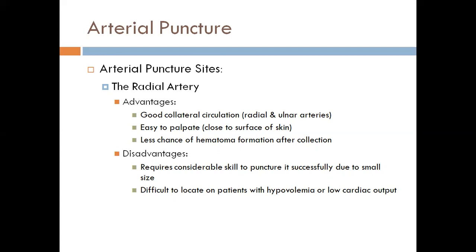Siyempre, lahat ng may advantage, meron ding disadvantage. So what's the disadvantage of choosing the radial artery over other sites for arterial puncture? Performing radial arterial puncture requires considerable skill to puncture it successfully due to its small size. So yun lang, di ba? One selection criteria natin is of course, the larger the better. However, your radial artery is small in size.